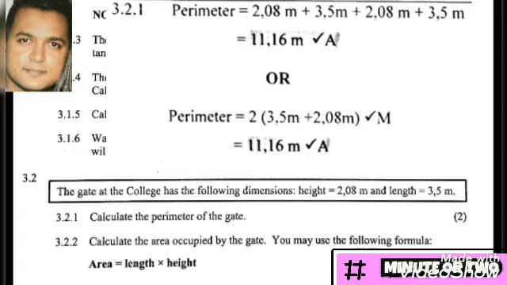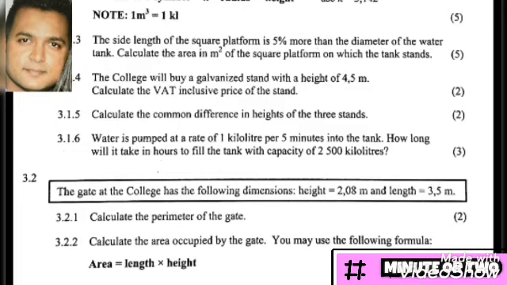So if you add up all those, just as you moved your hand around the gate, it will be a length, which is 2,08, plus a height 3,5, plus another length, which is 2,08, and plus another height, which is 3,5. Adding all that up, we'll arrive at 11,16 meters.